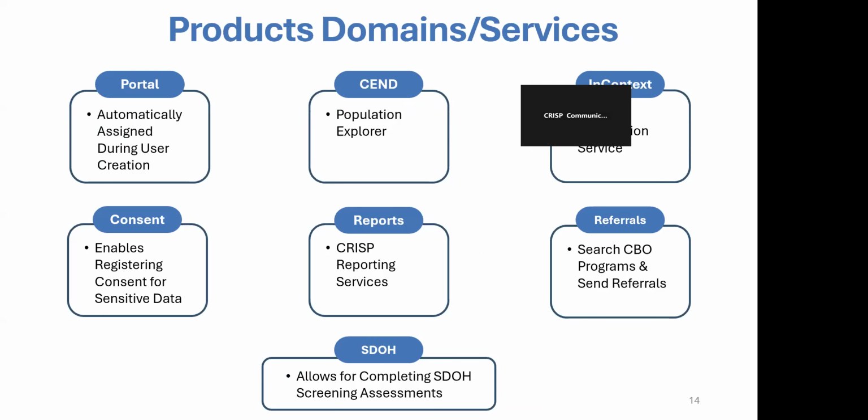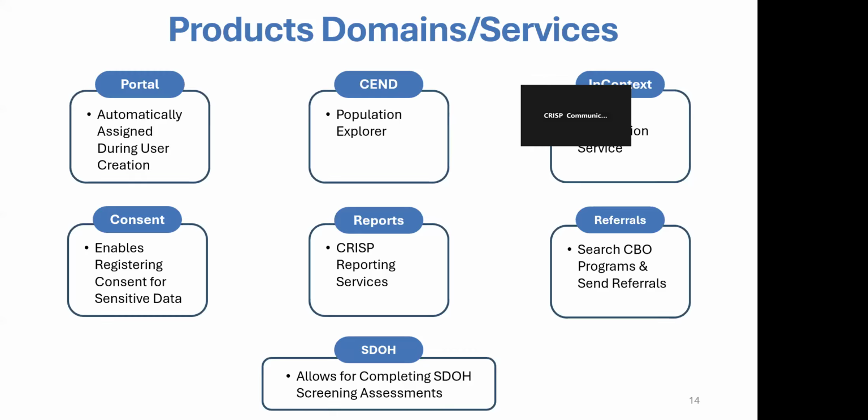I did want to talk about service names and what is entailed in adding the services. Portal is automatically added when you create a user, obviously, because when you're creating a user you are literally setting up this portal account. So you don't have to worry about adding the portal asset. Then there are a couple of other assets that you can add: the Send tool, In Context, Consent, Reports, Referrals, and Social Determinants of Health, just to name a few. Send is what we call Population Explorer.